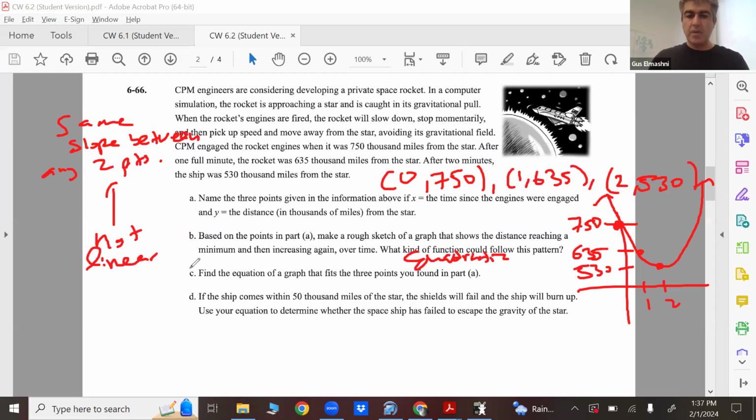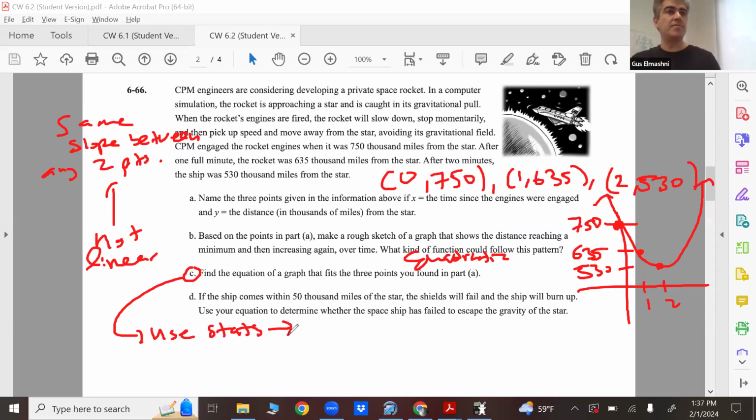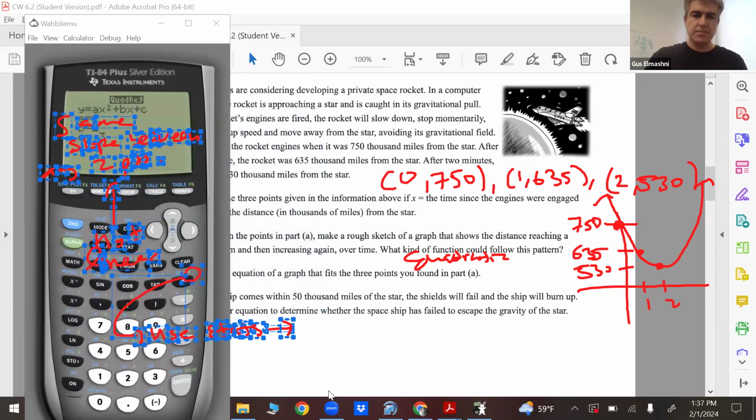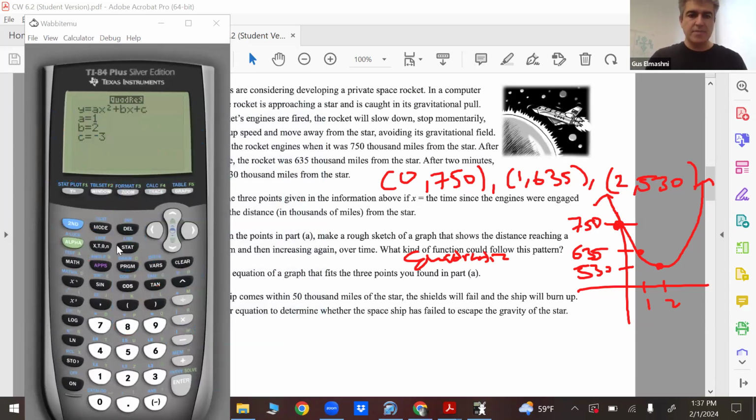Find an equation that fits it. Okay. Let's use stats, guys. Why go through the trouble of making an equation if we can use stats? Let's use stats. Let's get the equation. I'm going to clear my screen for a moment. No, I can't clear it just yet. Let me wipe this out. Yeah, let's use stats, guys.